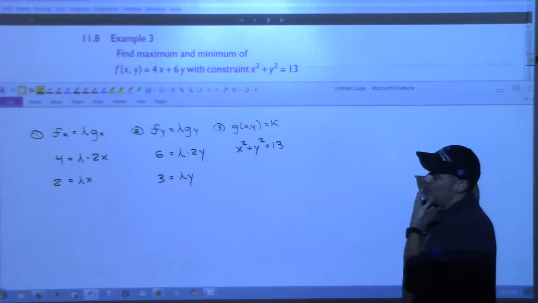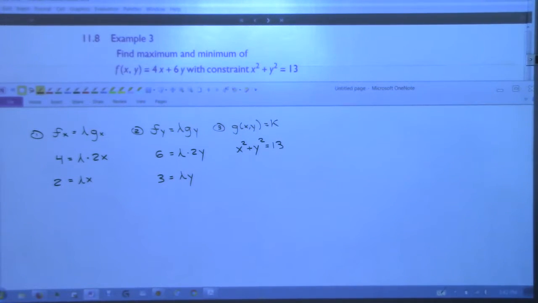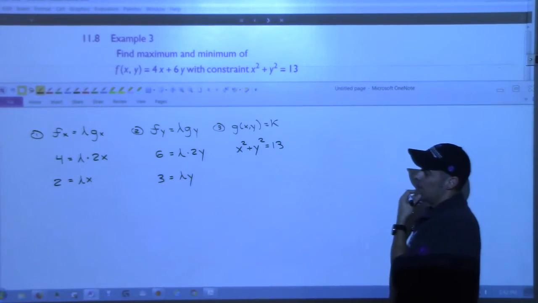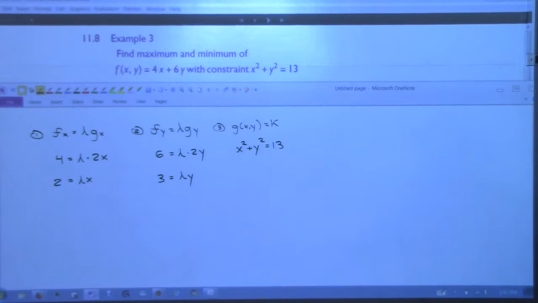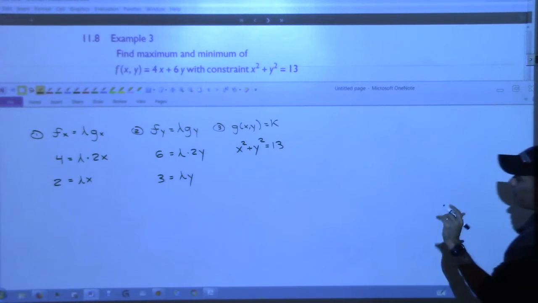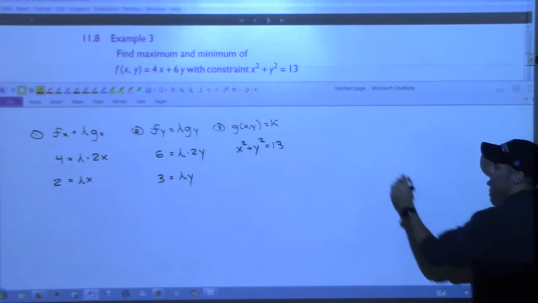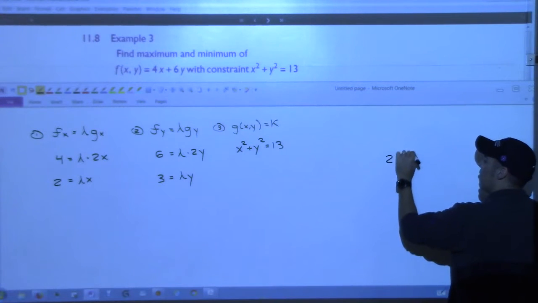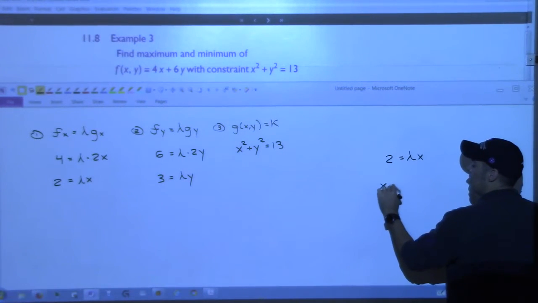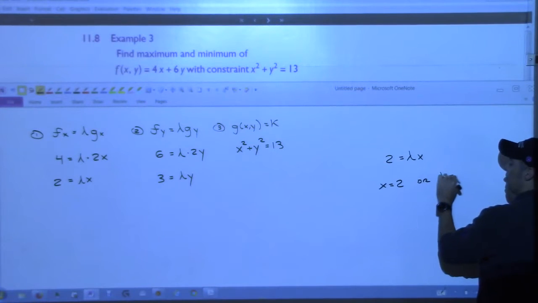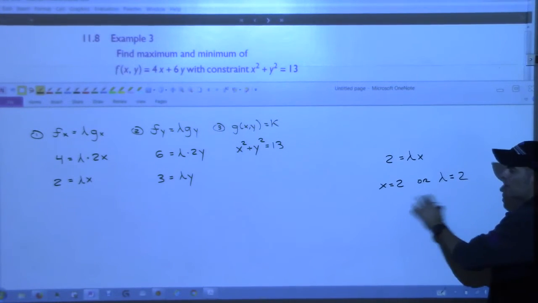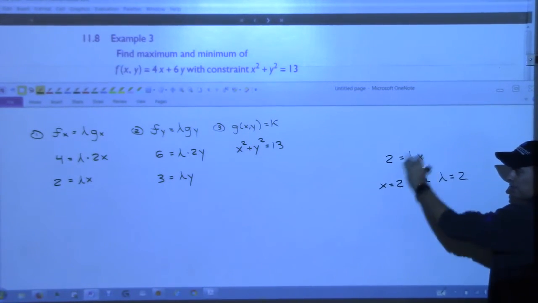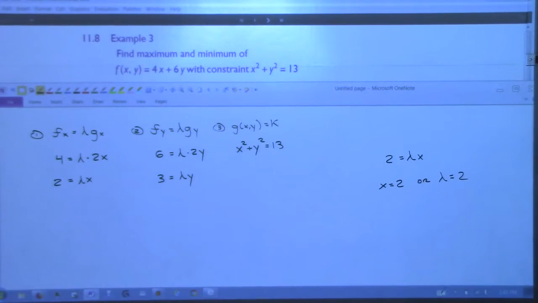Any ideas? Any suggestions? Any idea of how we can find an x, y, and lambda that are going to make all of this true? So be careful. I'm only saying this because I've seen it happen. When you say that 2 equals lambda x, this does not mean that x equals 2 or lambda equals 2, right? We all know that, right? This only works if that's 0. You can't set them both equal to 2. So that's no go.